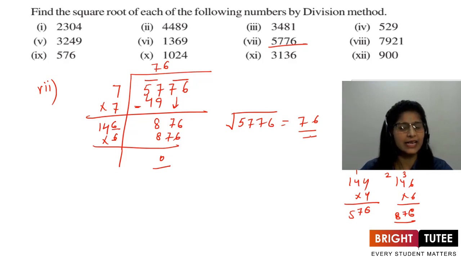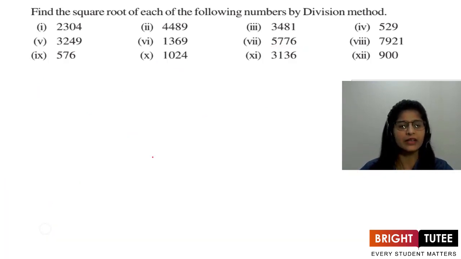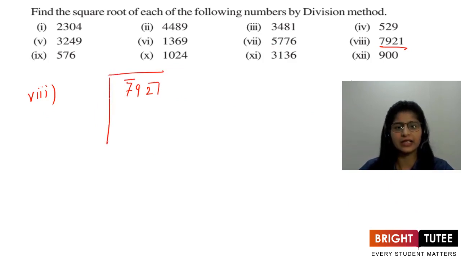Right? Let's try the 8th part now. What is given in the 8th part? The 8th part is to find the square root of 7921 from the pairs. Right? Then start dividing. So 79 is there, 9 9s are 81, 8 8s are 64. So 81 is more than 79, we can't use that.